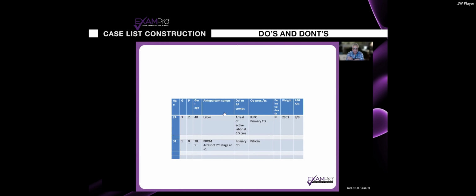Okay, you can see this is a little bit tedious. Arrest of active labor at 6.5 centimeters. Who cares? She's an arrest of active labor. You had the IEPC, that's good, because that's how we made the diagnosis. And we have labor there as an antepartum complication. It's not technically a complication, but what we're showing the examiner is, hey, this was not an induction I did. This patient came in with spontaneous labor.